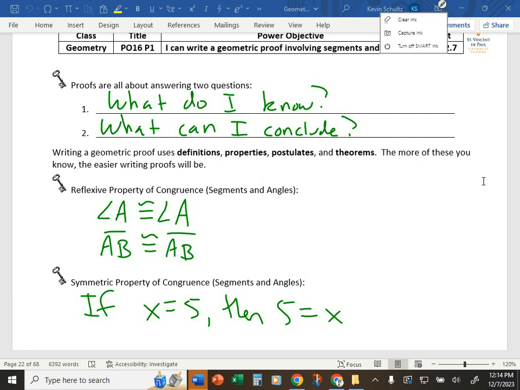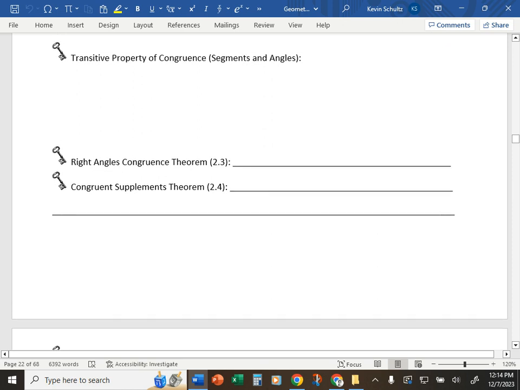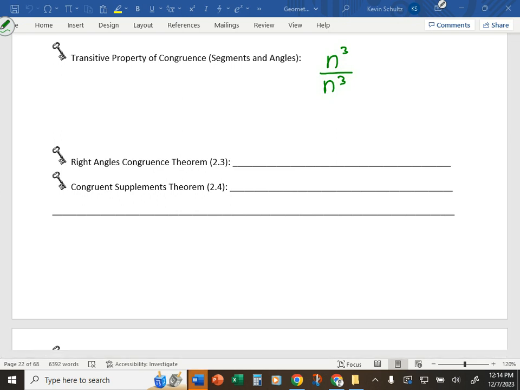The transitive property. We've actually dealt with this one before in algebra, and I'll remind you of it. Do you recall in algebra when we learned about the zero power property? Any base to the zero power equals 1, right? The example I gave you was we had just learned the dividing by the same base property. If you've got n cubed over n cubed, the powers are subtracted. What does this equal?